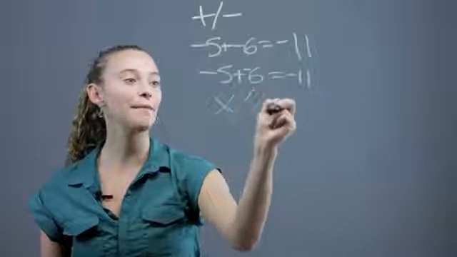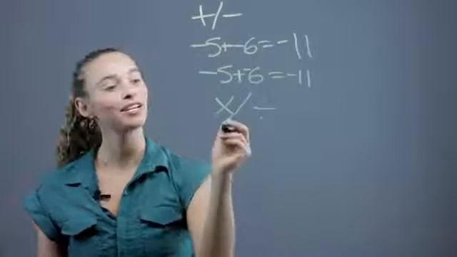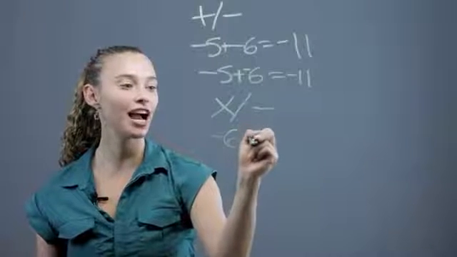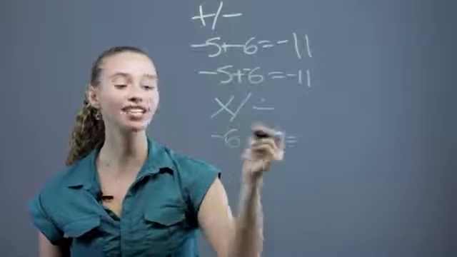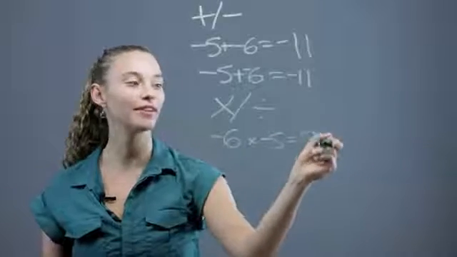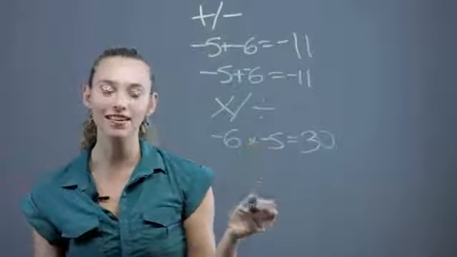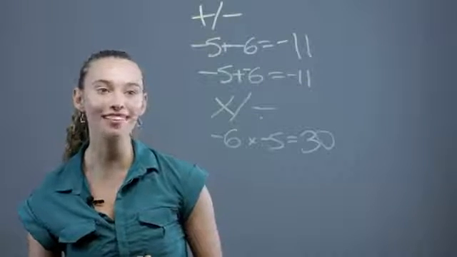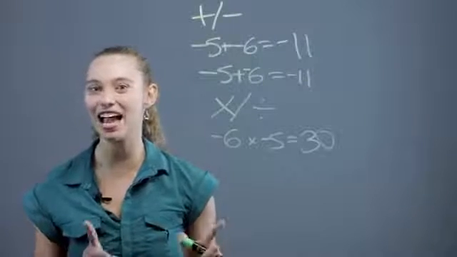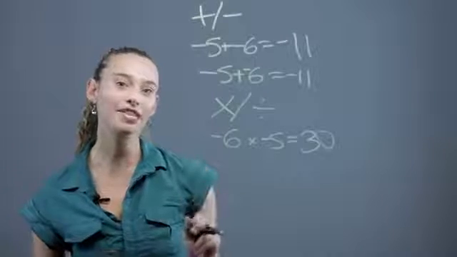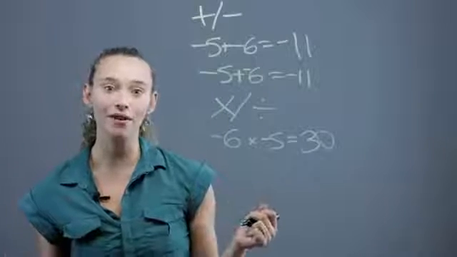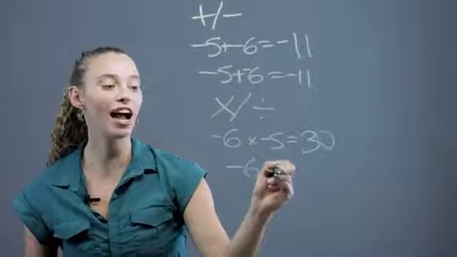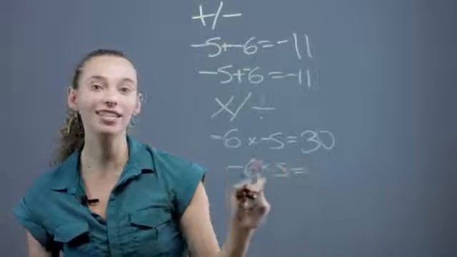Now let's look at multiplication and division. When we multiply two negative numbers, -6 times -5, we actually end up getting a positive number. Two negatives make a positive. Just like in grammar, if you say, I don't have no homework, that means you actually have homework. Two negatives make a positive. But if you just have one negative, I don't have homework, that means you actually don't have homework. -6 times 5, one negative, it's going to stay negative.